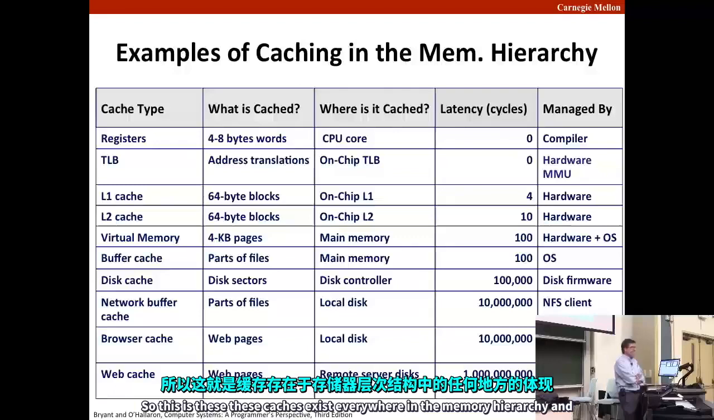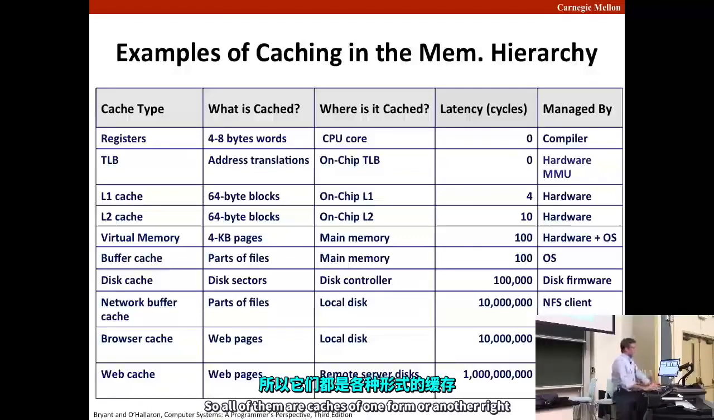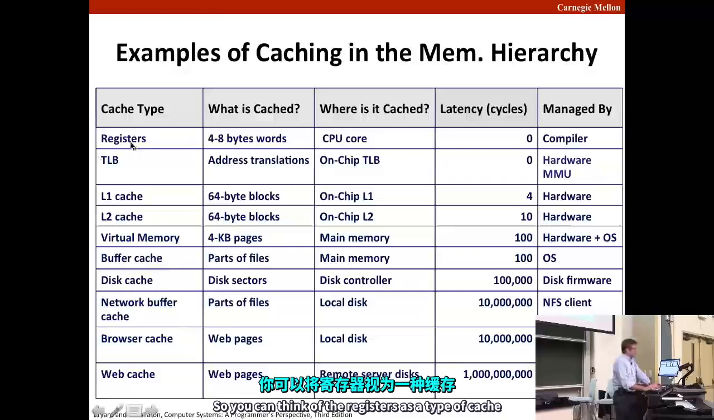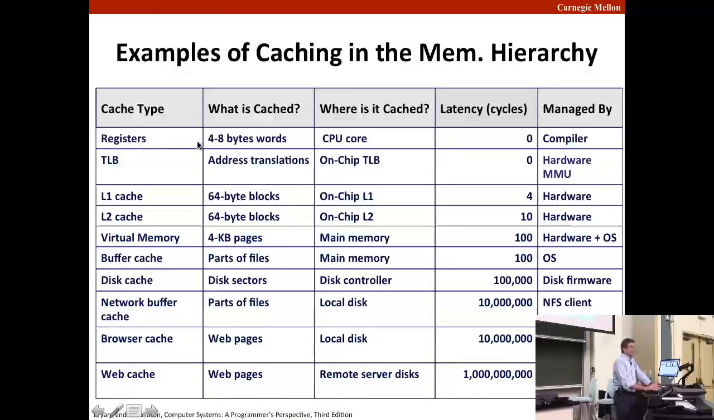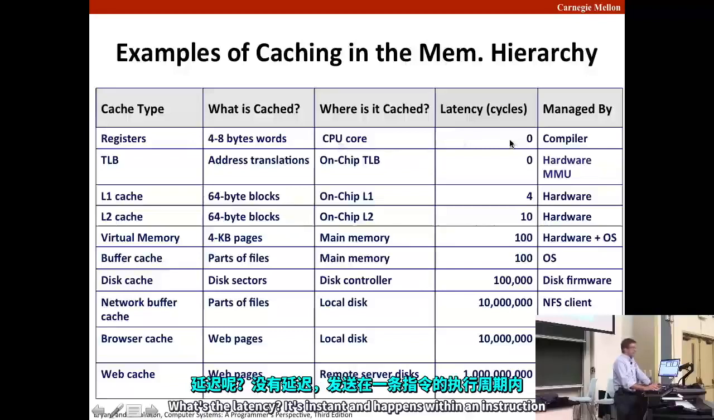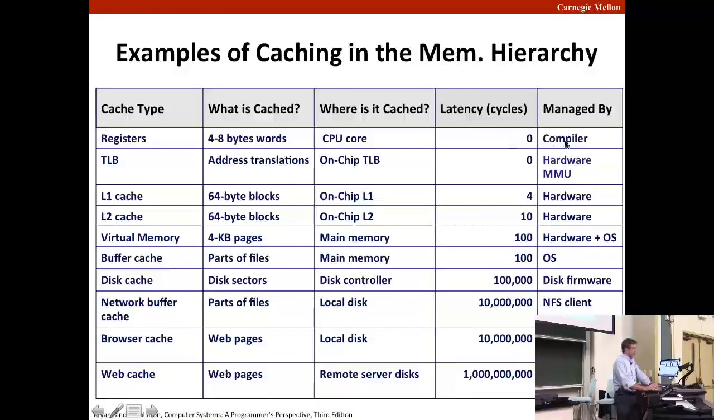These caches exist everywhere in the memory hierarchy, and all of them are caches of one form or another. You can think of the registers as a type of cache. What's cached? 4 or 8 byte words. Where's it cached? Right on the CPU itself. What's the latency? It's instant. It happens within an instruction.